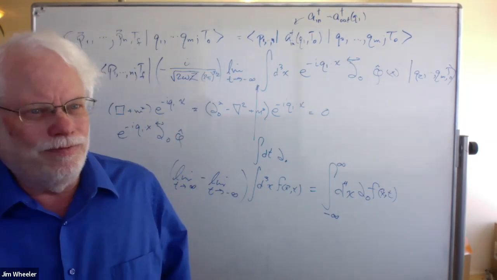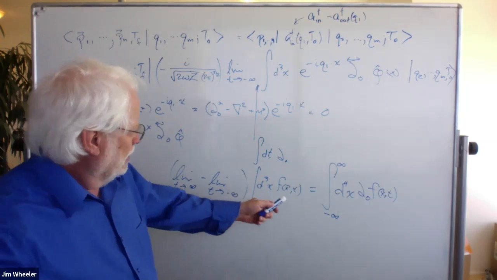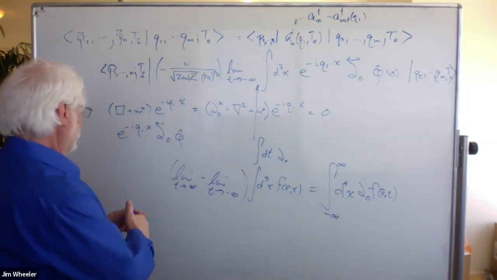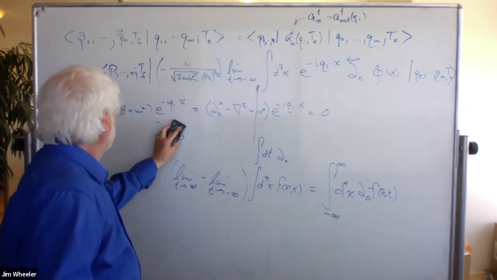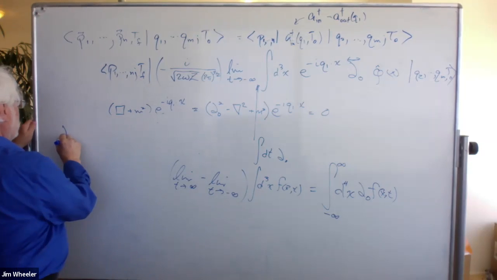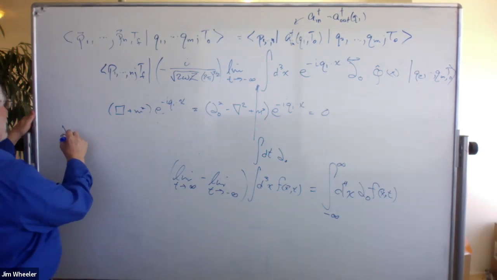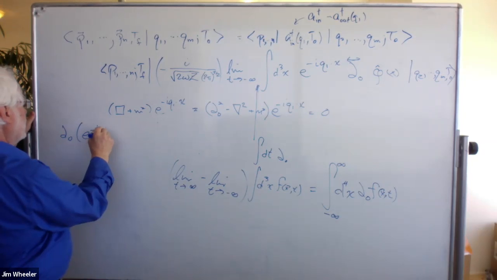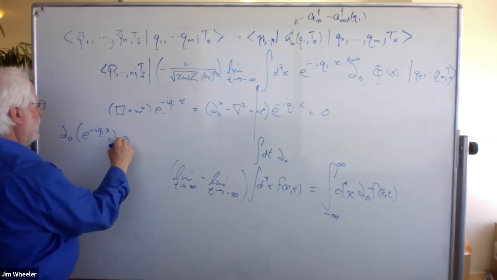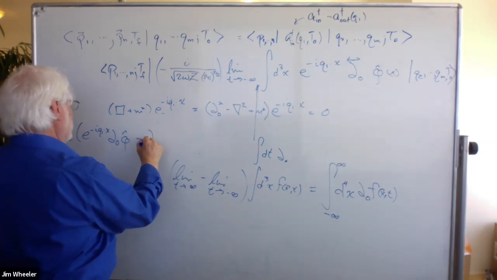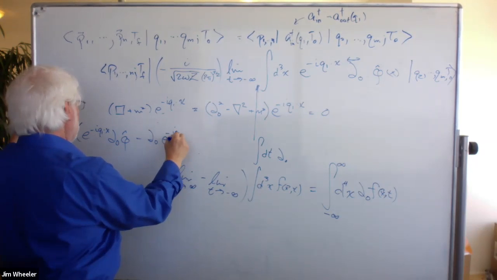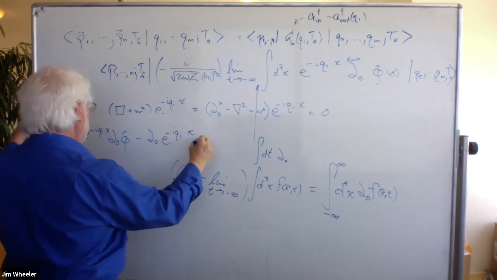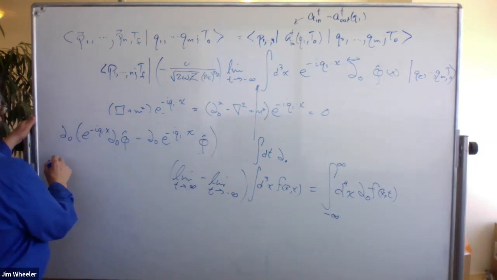Okay, now this D0 changes this operation. I was starting to write that here, but I'm going to run out of space if I put it there. So let's look at D0. Can you see me here? Yeah. All right, let's look at e to the minus i Q1 dot x D0 phi minus D0 of e to the minus i Q1 dot x times phi.